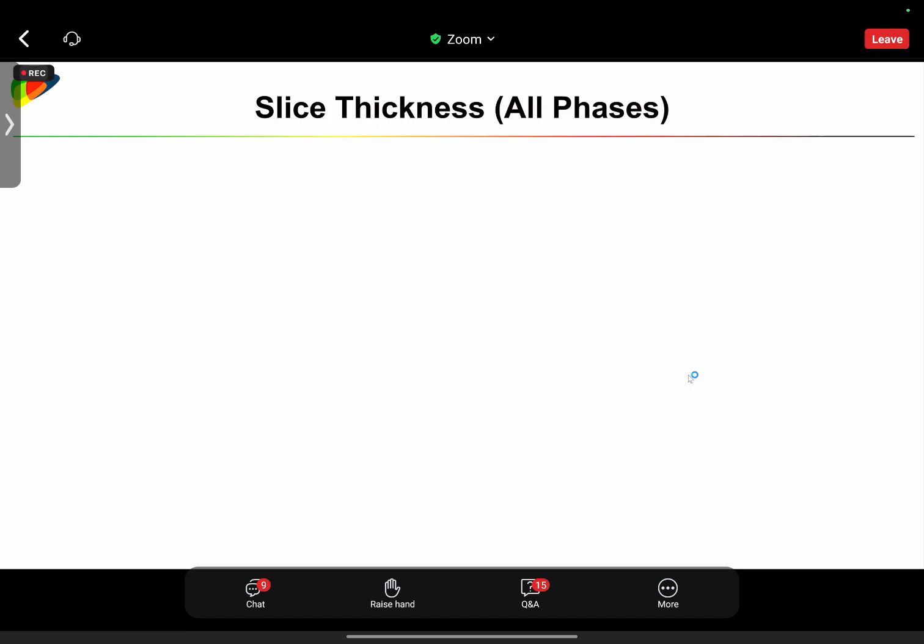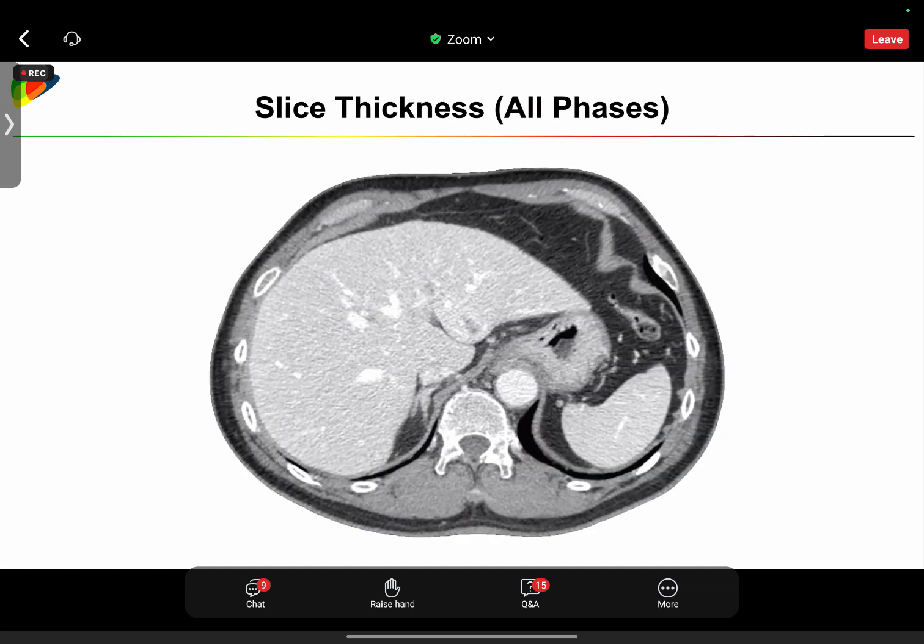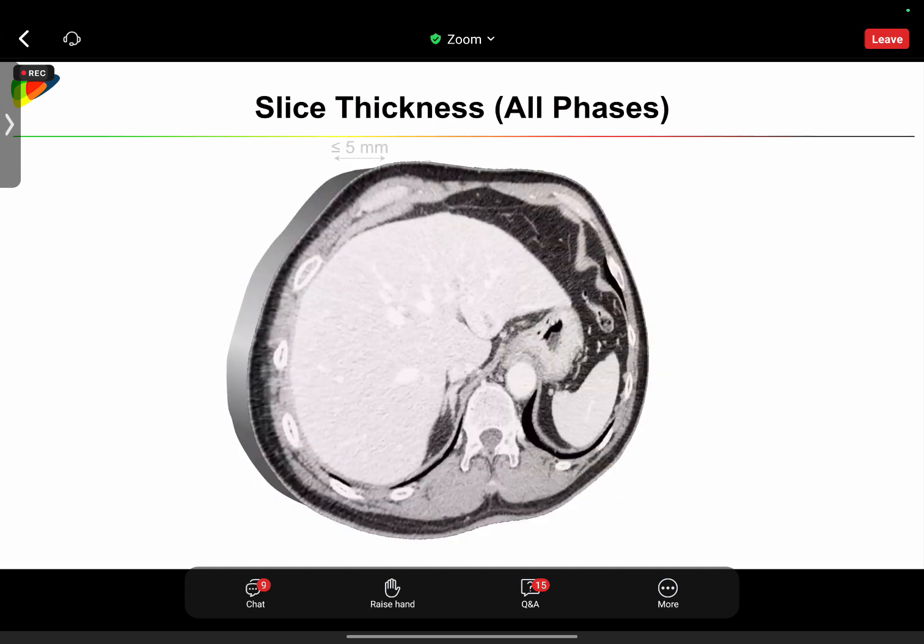So we want to have appropriate slice thickness, right? We want the slice thickness to be no more than 5 millimeters. Ideally, it should be somewhere between 2 and 3 millimeters for all phases.